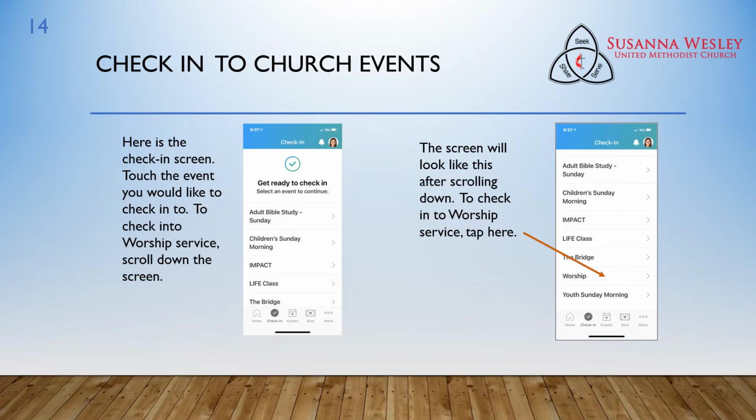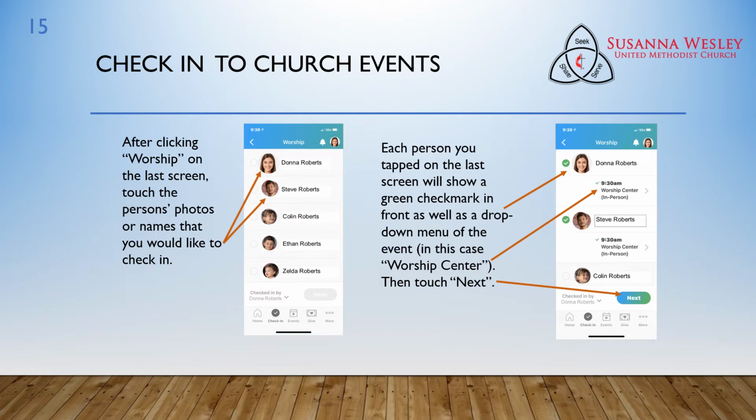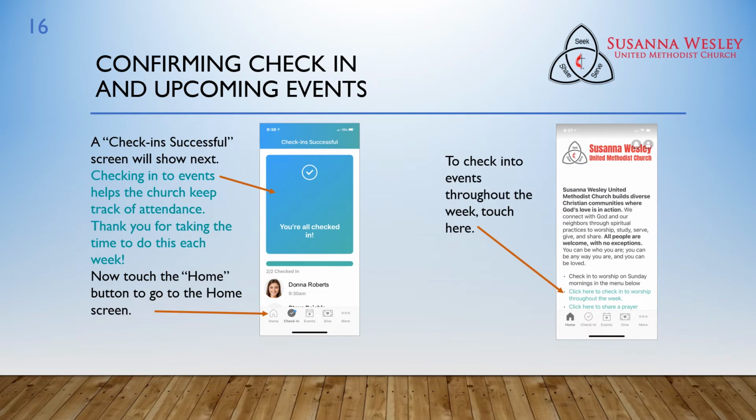To check into worship service, scroll down the screen. The screen will look like this after scrolling down. To check into worship service, tap here. After clicking worship on the last screen, touch the person's photos or names that you would like to check in. Each person you tapped on the last screen will show a green check mark in front, as well as a drop-down menu of the event, in this case Worship Center. Then touch Next. A Check-in Successful screen will show next.